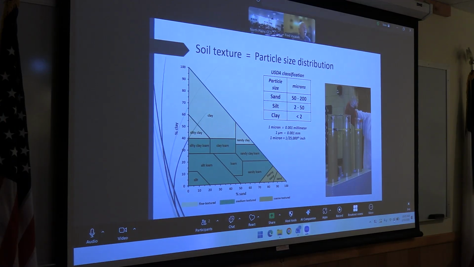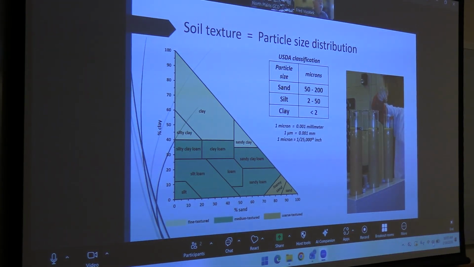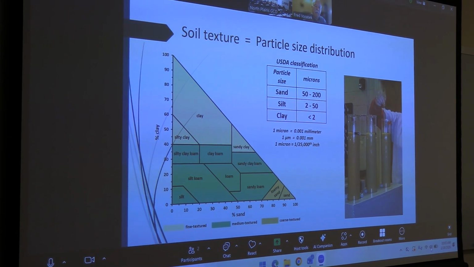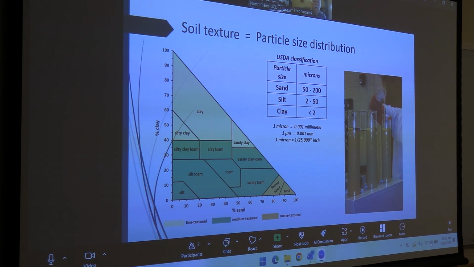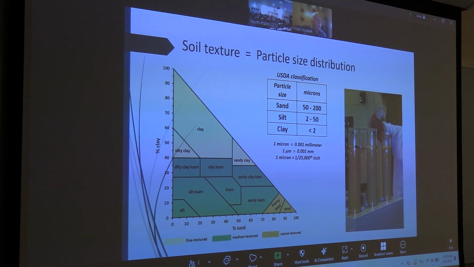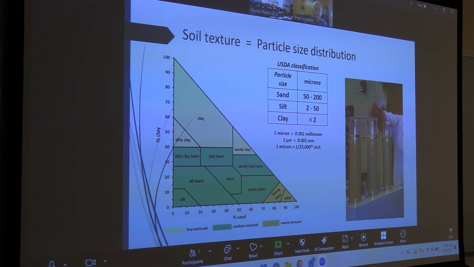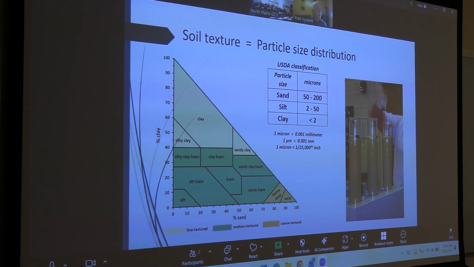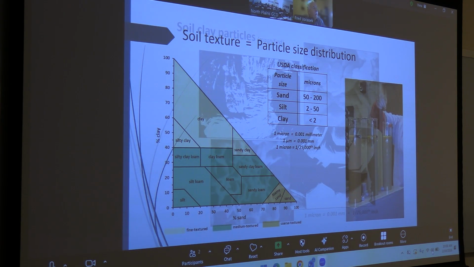When we talk about sand, silt, and clay, we're talking about particles of different size ranges. We measure those particles in microns, and 1 micron is about 1/25,000th of an inch. So 2 microns or smaller is a clay particle, 2 to 50 is a silt particle, and 50 to 200 is a sand particle. Larger than that would be coarse sand, gravel, and that sort of thing. But that's what we're talking about when we talk about soil texture.